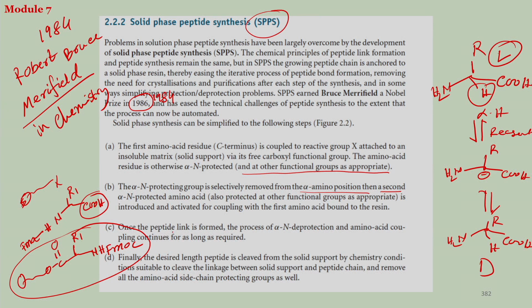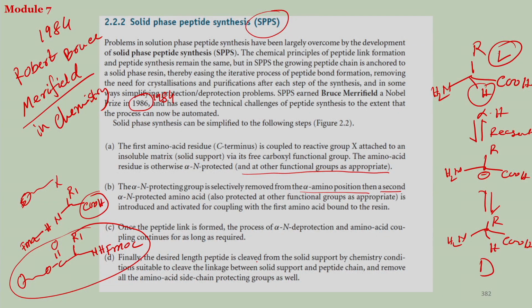Then once the peptide link is formed, the process of alpha N deprotection and amino acid coupling continues for as long as required. So, you can recycle the steps, that is the completion of a cycle. Here one reaction is finished, then you add the second monomer, then the third monomer, and it can go on. Once everything is finished, finally the desired length peptide is cleaved. You need only your peptide, so it has to be removed from the solid support by chemistry conditions suitable to cleave the linkage between solid support and peptide chain.